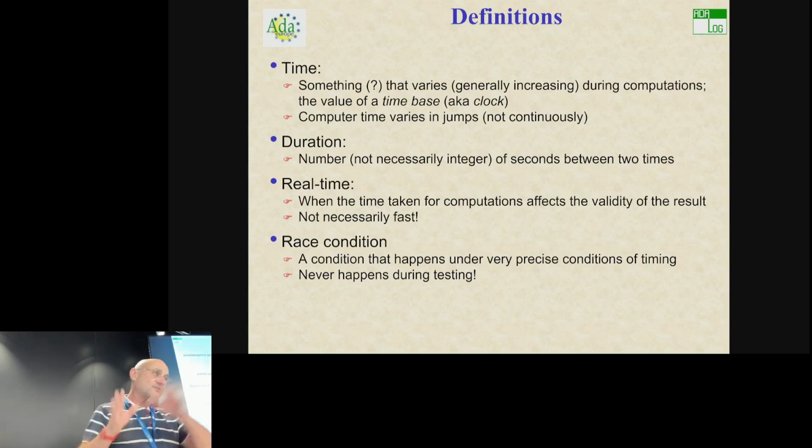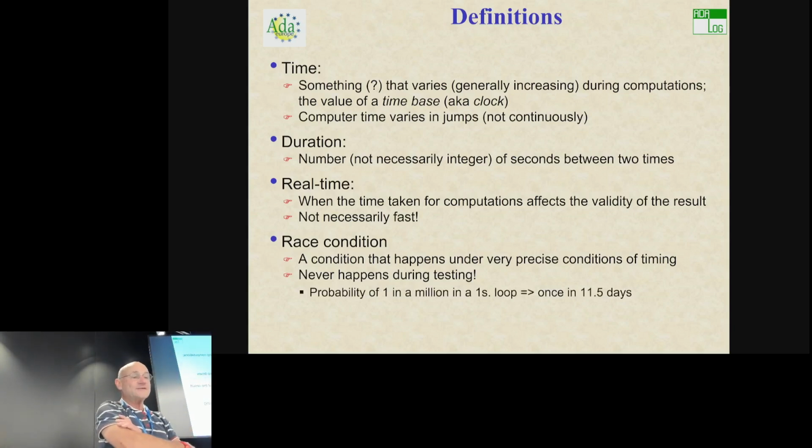And a race condition, because I'll use that also later, is a condition that happens under very precise conditions of timing and especially never happens during testing. Just to give you an idea, if you have a probability of something happening once in a million in a 1 second loop, it will happen once in 11.5 days. So you won't let your software run for days and days. I was once in an investigation where it was demonstrated that the software would fail after 4 years of continuous execution. You cannot test it for 4 years. Yes, it was a kind of timer overflow, but very, very fun.